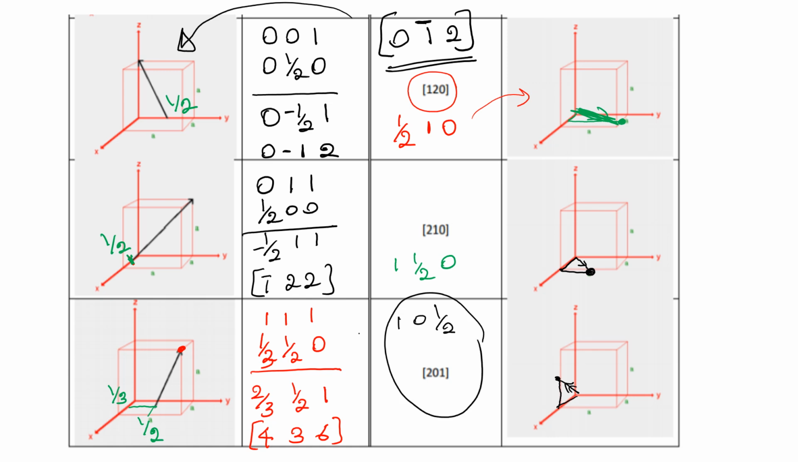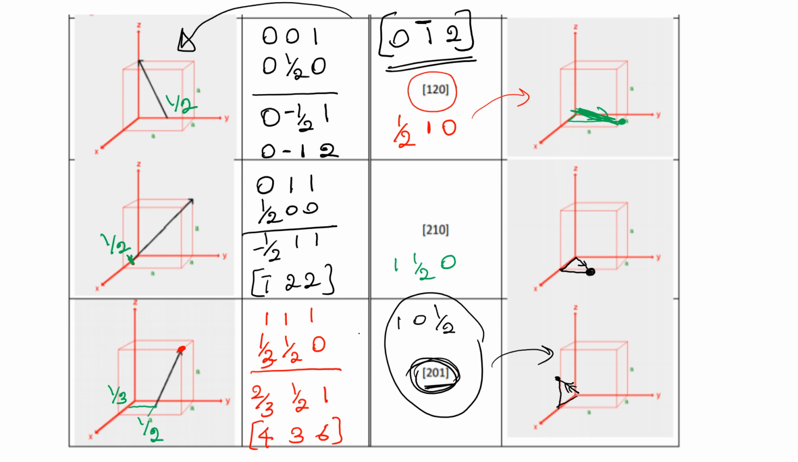So you have 2, 0, 1. 2, this is the end point. Am I right? But you're starting always from the origin. So this will give you the end point. But this end point does not fit inside the unit cell. 2 is more than the unit cell.